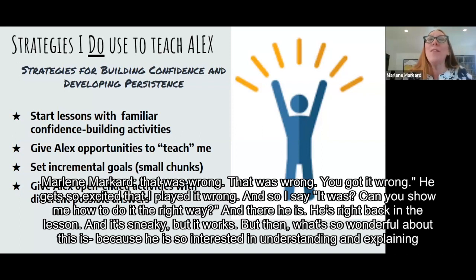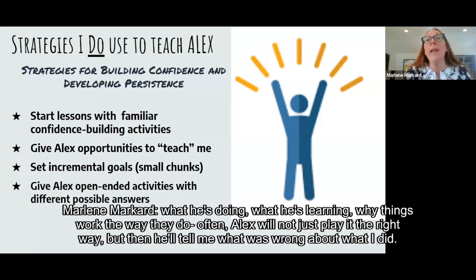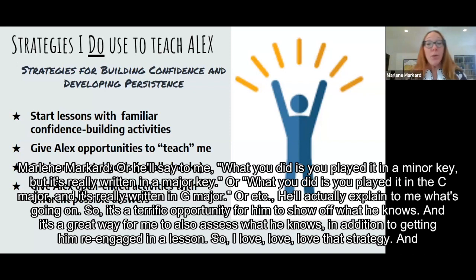But then what's so wonderful about this is because he is so interested in understanding and explaining what he's doing, what he's learning, why things work the way they do, often Alex will not just play it the right way, but then he'll tell me what was wrong about what I did. Or he'll say to me, what you did is you played it in a minor key, but it's really written in a major key. Or what you did is you played it in C major and it's really written in G major, or etc. He'll actually explain to me what's going on.